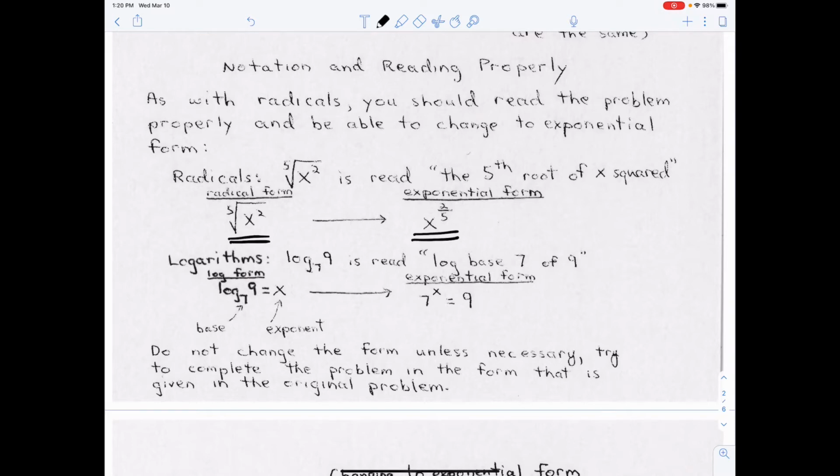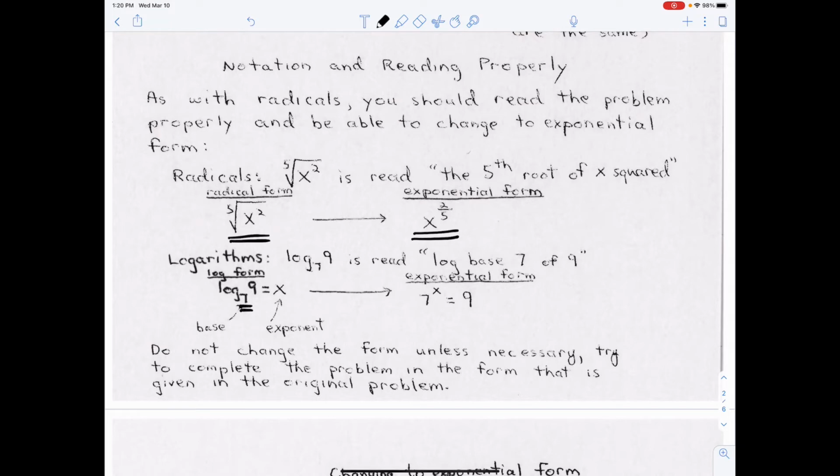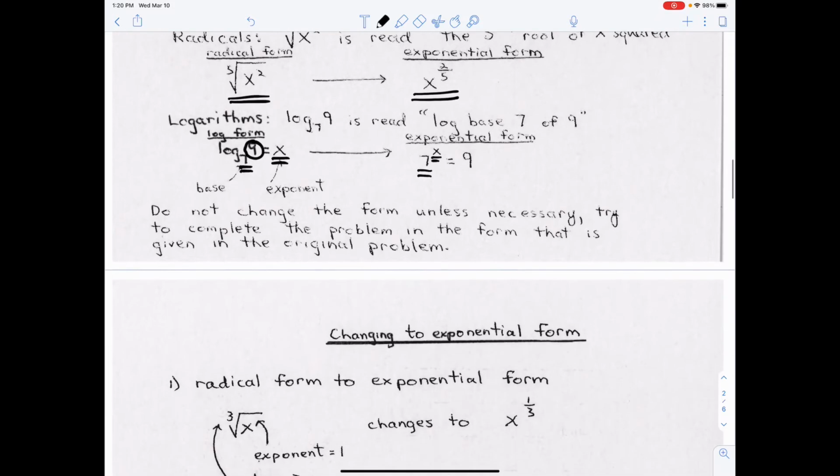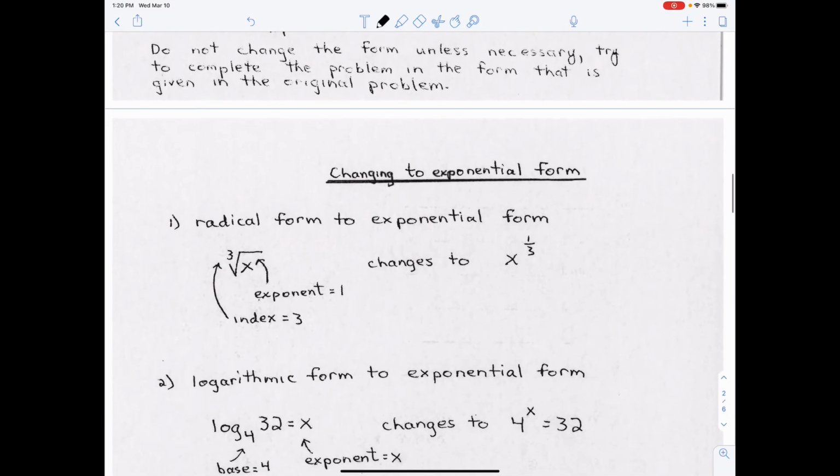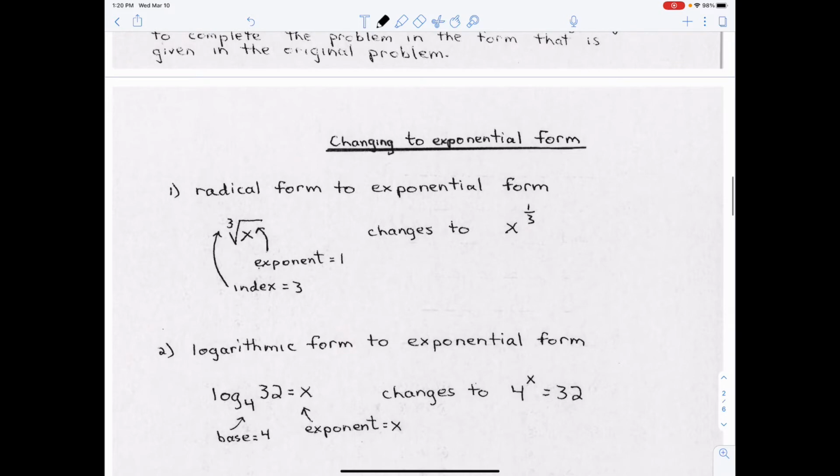So, how can I change that to exponential form? This is the base, so it becomes the base. This is the exponent, so it becomes the exponent. And this number here is on the other side of the equation. Now, just like with a radical, you don't want to change the form unless you need to. You don't want to change the form with a log unless you need to. So we'll try and do these all in log form and only change the form if we need to.